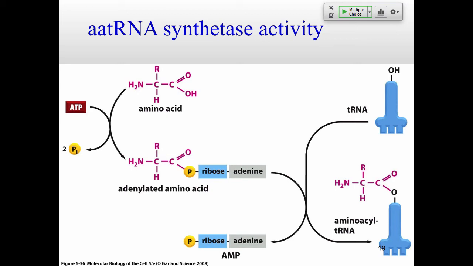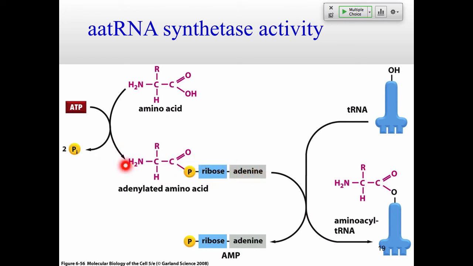So the first thing that these aminoacyl tRNA synthetases do is activate an amino acid. They take an amino acid, here's our favorite amino acid with an R side chain, which could be any of the 20 here. Through hydrolysis of ATP, an AMP gets added to your amino acid.